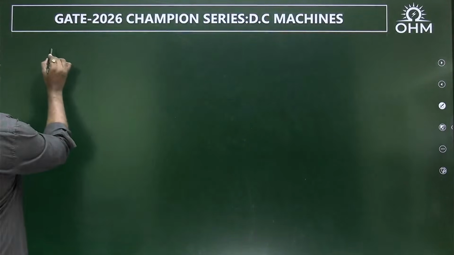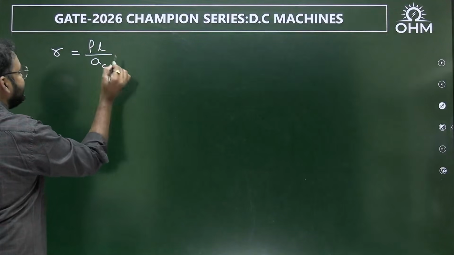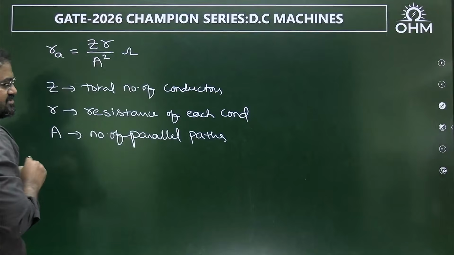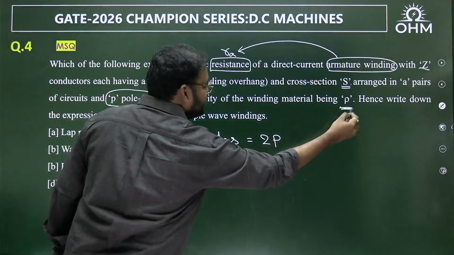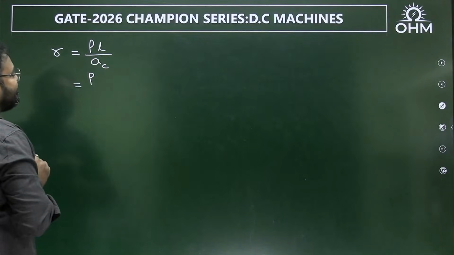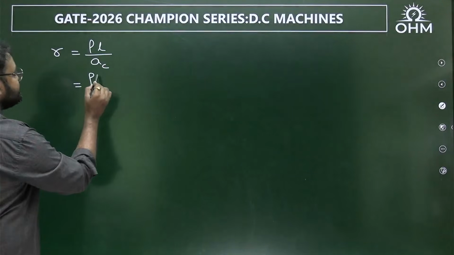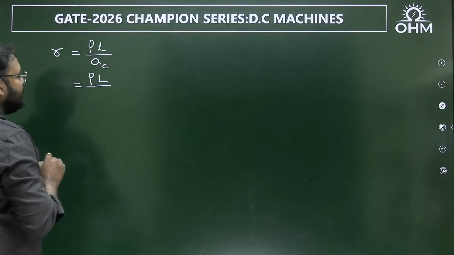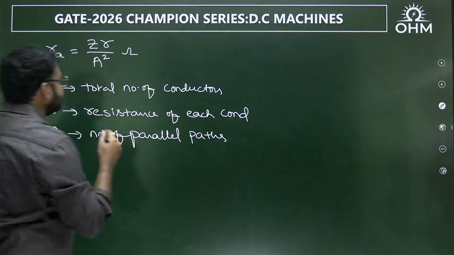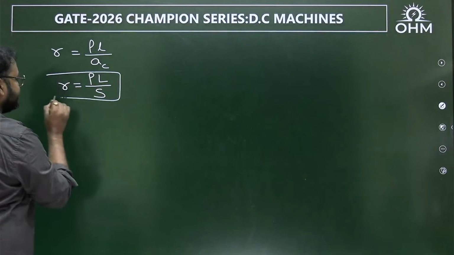What is the formula for resistance of any conductor? Rho l by cross-sectional area of the conductor. In the given question, the specific resistance is mentioned with the letter rho only, so no variation. And the length of each conductor was represented with the letter capital L, so I will replace this small l with capital L. And the cross-sectional area was represented with the letter S. This is the resistance of each conductor.